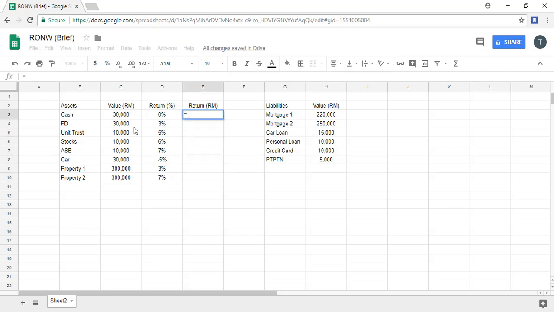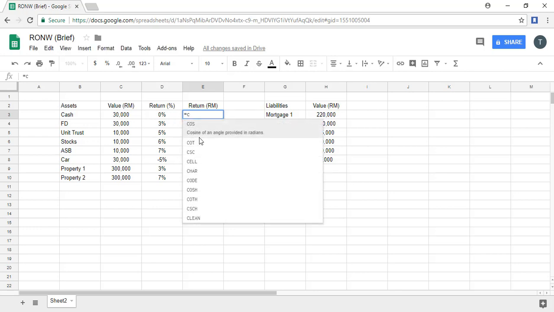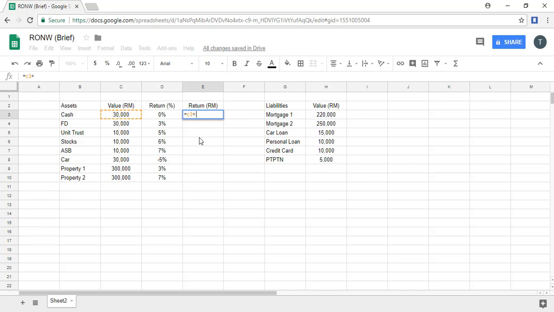And of course, you may calculate the returns on your assets based on the percentage of returns that you are receiving. So obviously, we are going to do C3 multiplied by D3, and therefore the answer is 0. Let's scroll it down. Okay, and there you go. And of course, we may put this under number, and we may eliminate the cents. Okay, so there we go. We have the return for each and every one of your assets.